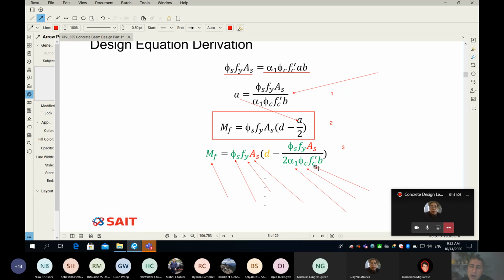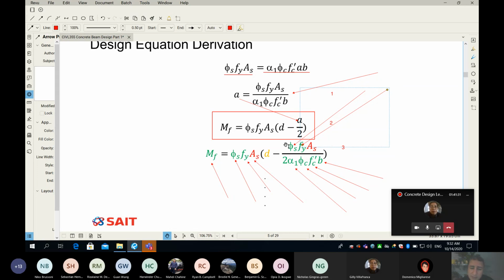F prime C, I have to start from a reasonable assumption of F prime C. The width of my beam is also known from the architect or the engineer. And phi S is constant, 0.85. F sub Y is 400. And one more time, AS is unknown. We don't know how many rebar or what the bar diameter is, so AS is unknown.